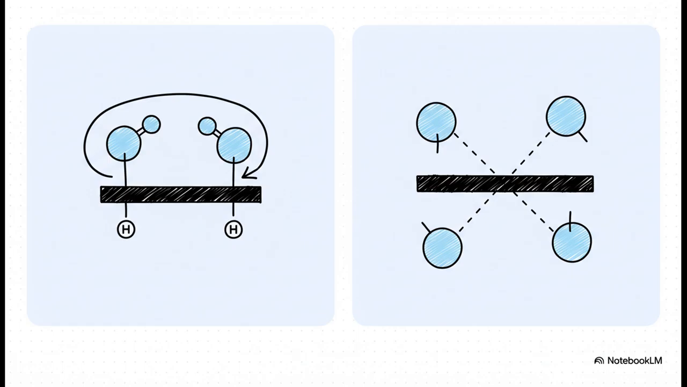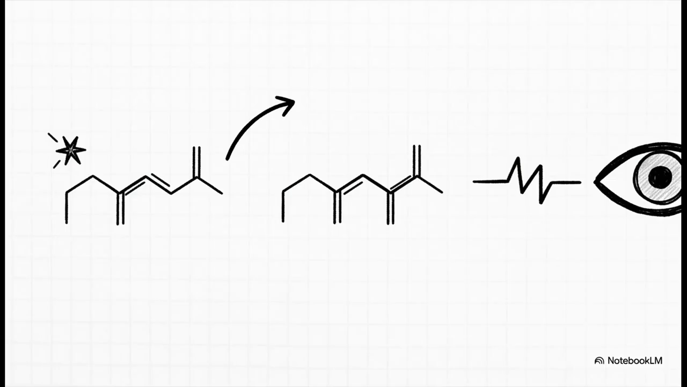But in the trans version, they're on opposite sides. That one tiny difference in shape gives them completely different chemical properties. And get this: this isn't just some drawing in a textbook. This exact thing is happening in your eyes millions of times a second.